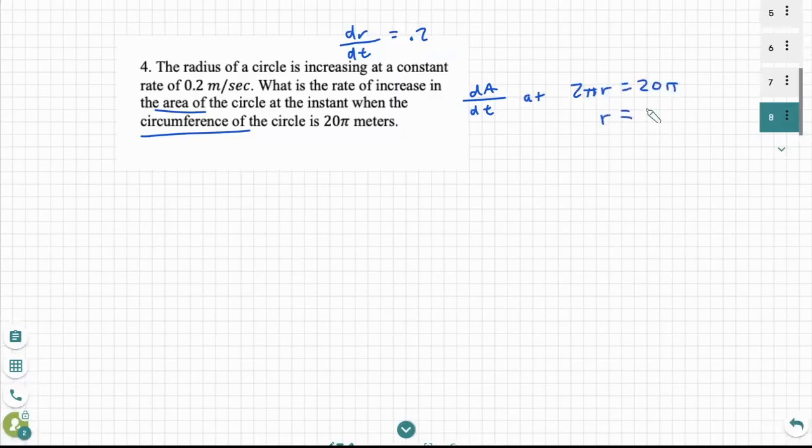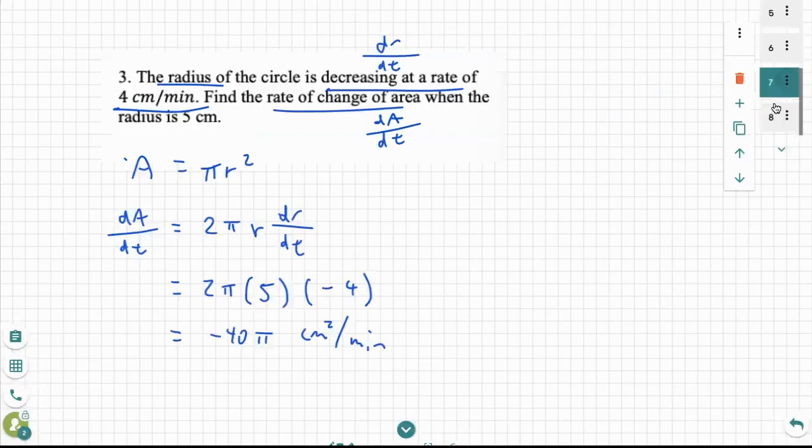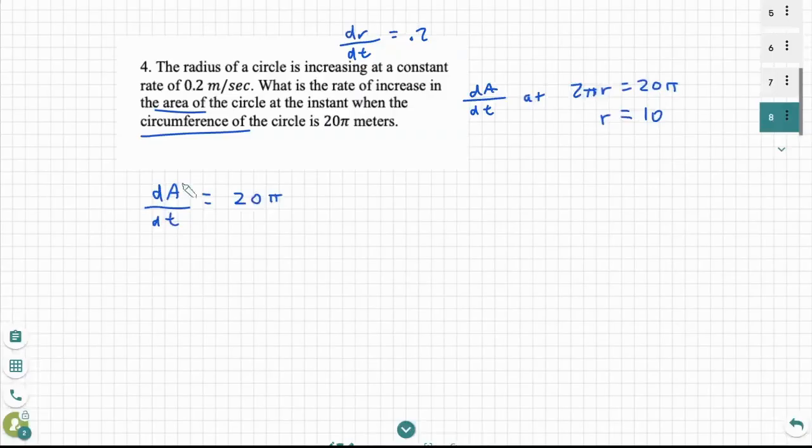dA/dt equals 2 pi times 10, or 20 pi, times dr/dt. Okay, how'd you get that? Because the derivative is 2 pi r dr/dt, and then just plug in 10 for r. Yeah, because 2 pi r dr/dt. Okay, yep, from last time. Times 0.2, and you get 20 times 0.2. So dA/dt equals 4 pi.